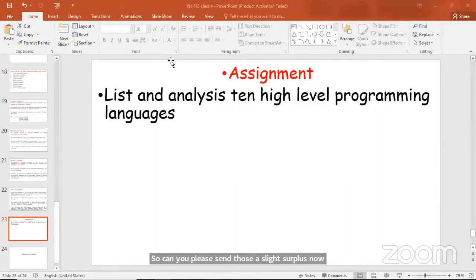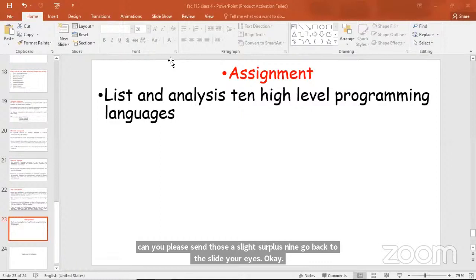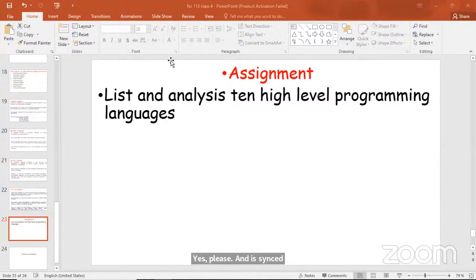Okay. Sir, can we group machine language and assembly language as low level? Yes, please. And is a single-user multitasking operating system part of the types of operating system? Yes, please.